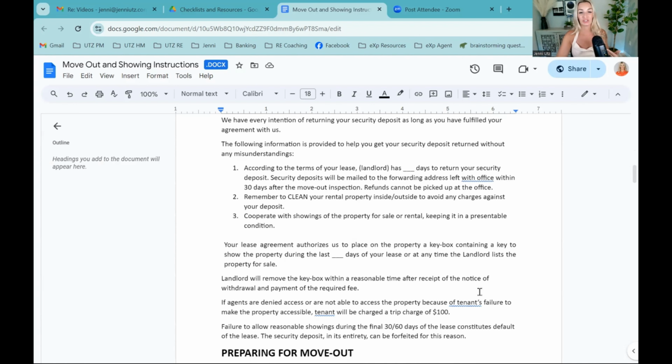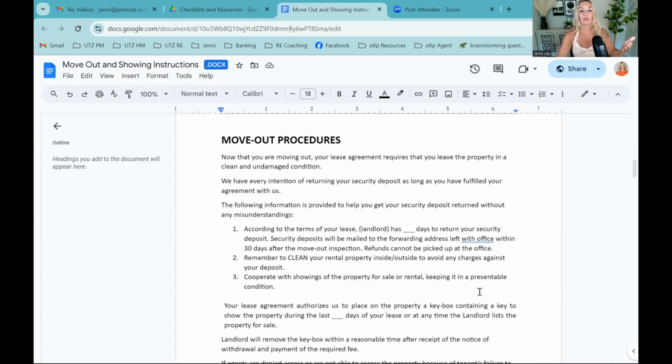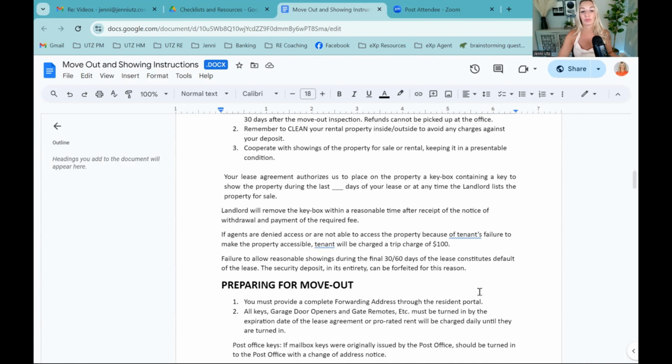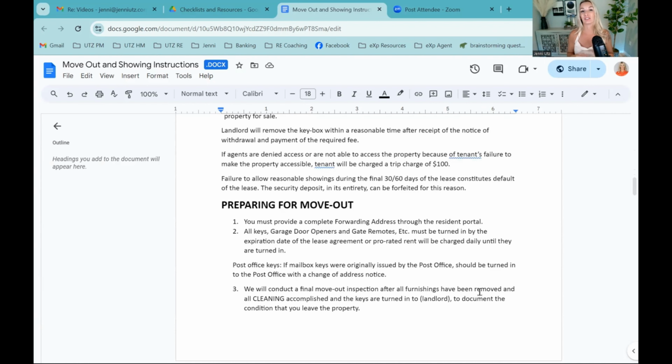The move out procedures, which there'll be a move out cleaning checklist as well that we'll go over, but just some things to keep in mind, what they're responsible for, that they've got to cooperate with the showings, how they're preparing for the move out, completing their forwarding address to us so that way we can send their statement of deposit and security deposit back. Making sure that they've got all the keys, garage door openers, all the things that we've given them, mailbox key if needed. All those things come back to us.